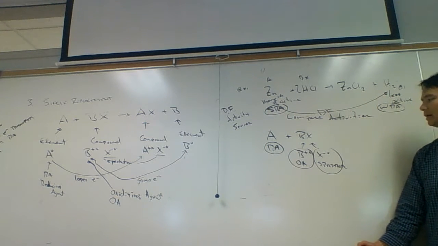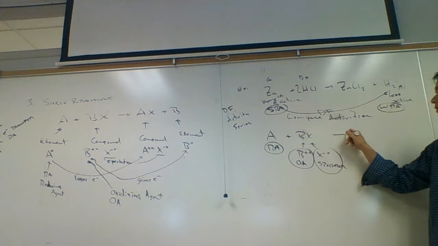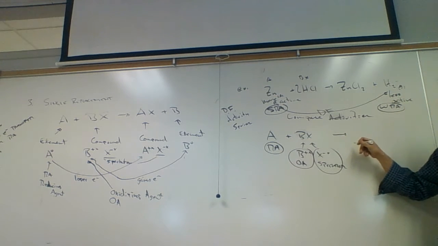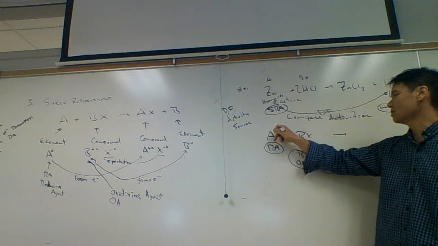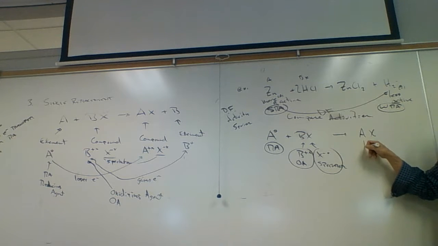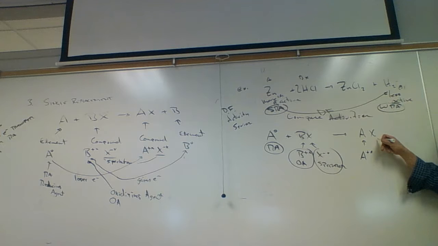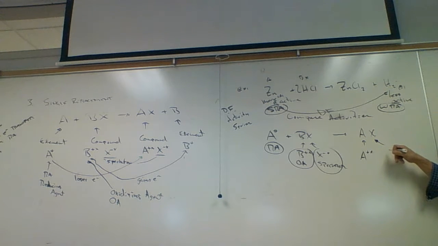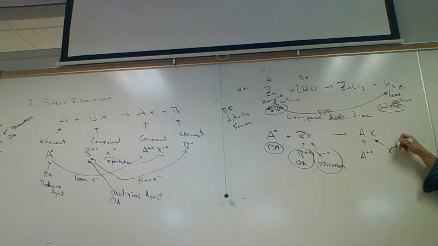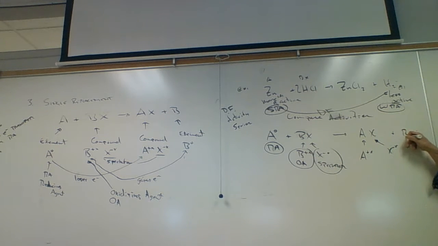And so what's happening is that A is losing electrons to B plus. In the process of losing electrons, A goes from being the element, which has a zero charge, to being the cation, which has a positive charge. X minus doesn't change. It's just still your spectator. And then B plus goes from being a cation to the element. And so it's gaining electrons. And so it's going from positive charge to a zero charge here.